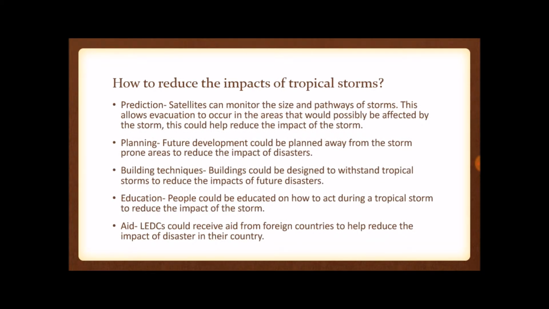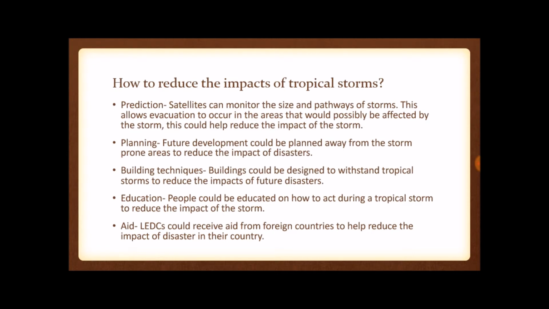So how to reduce the impacts of a tropical storm? Now, as you can see, there are 5 common things in every disaster which can help to reduce the impacts of the earthquake, volcanic eruption, tropical storms or droughts. These 5 things are prediction, planning, building techniques, education and aid. So let's take a look at these 5 techniques in the context of a tropical storm. Prediction: satellites can monitor the size and pathway of a storm, so people could be evacuated beforehand and so fewer people could be killed. Next one, planning.